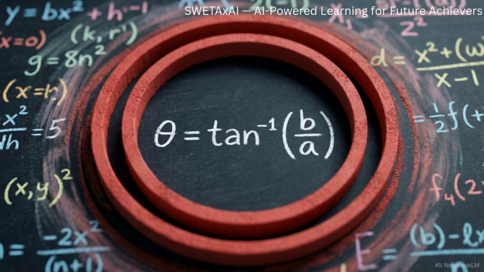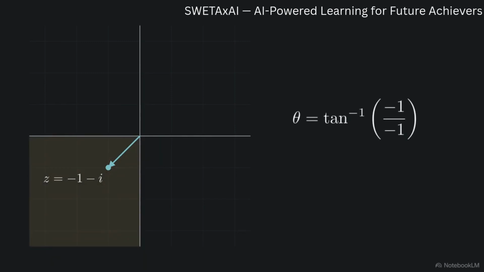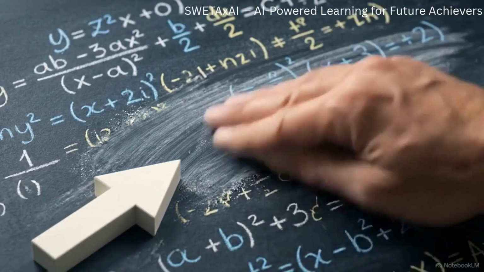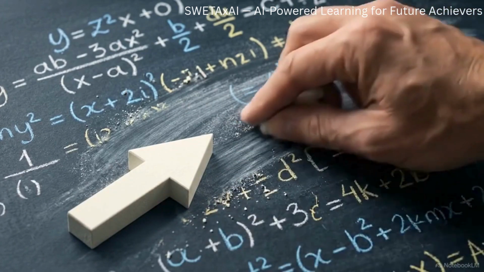Many students will blindly apply the formula, theta equals the inverse tangent of b divided by a, treating it as an infallible algebraic rule. Let's test that rule on a new coordinate, -1 minus i, resting down here in the third quadrant. If we plug our a and b values into the inverse tangent formula, the two negatives cancel out. The inverse tangent of 1 equals 45 degrees, but that is wrong. 45 degrees maps to the first quadrant. It points in the completely opposite direction of our actual coordinate. The pure algebra fails here.